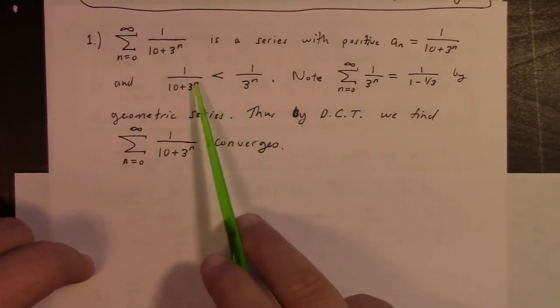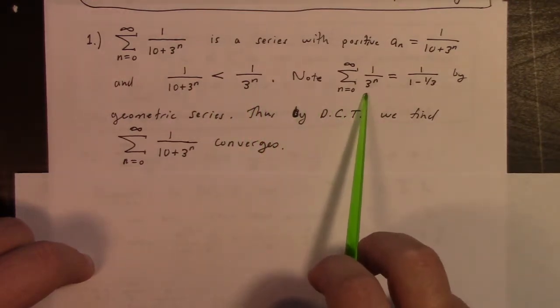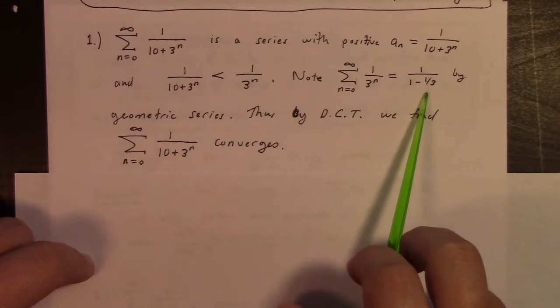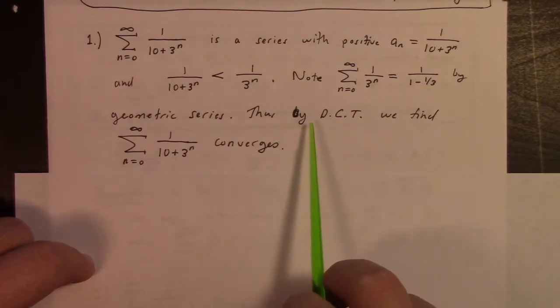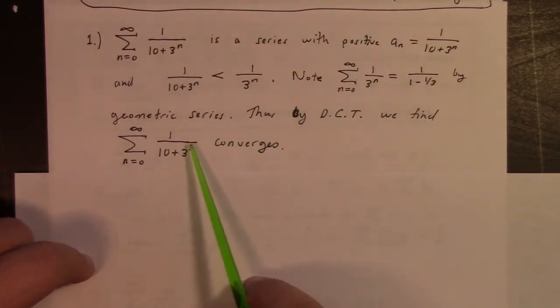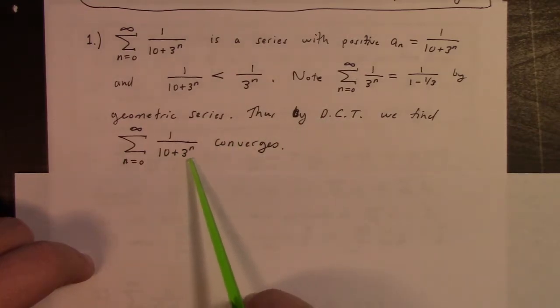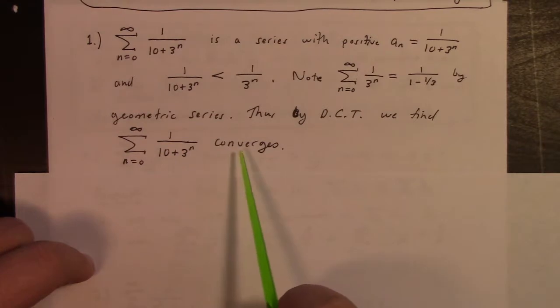So there you have it. This is less than that, but of course this gives us a geometric series that converges to that, which I suppose is 3/2. So by direct comparison, we find that this converges again. So by direct comparison to the geometric series, this one, we found that that converges.